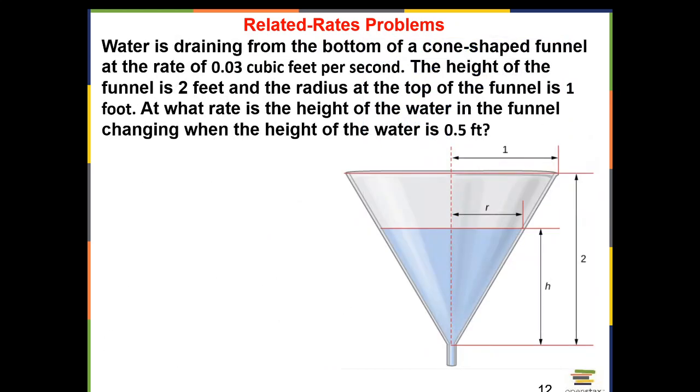All right, here's another problem. It says water is draining from the bottom of a cone-shaped funnel like this at a rate of 0.03 cubic feet per second. The height of the funnel is 2 feet and the radius at the top is 1. At what rate is the height of the water in the funnel changing when the height of the water is 0.5 feet?